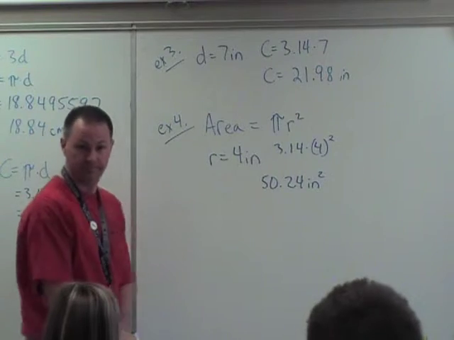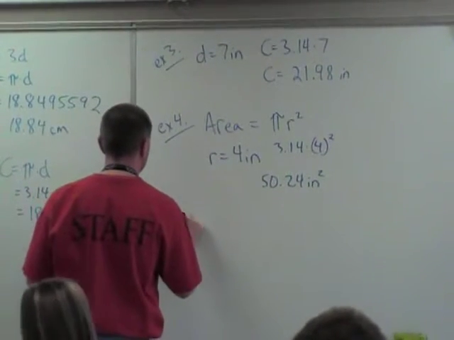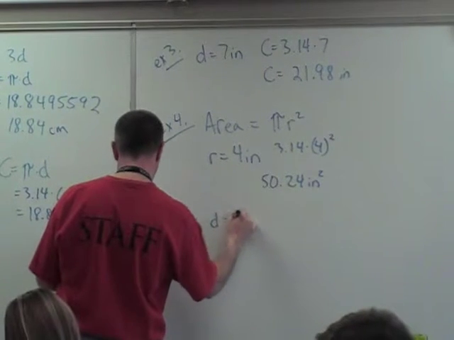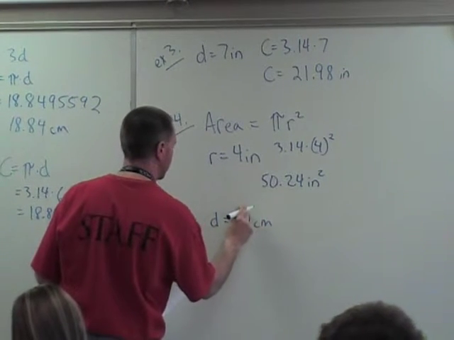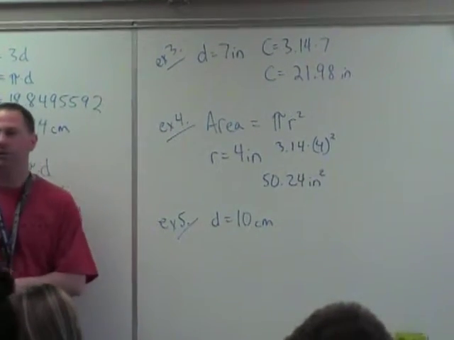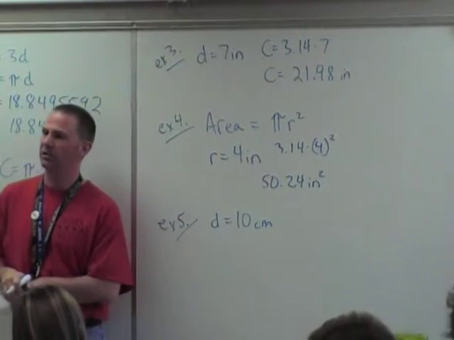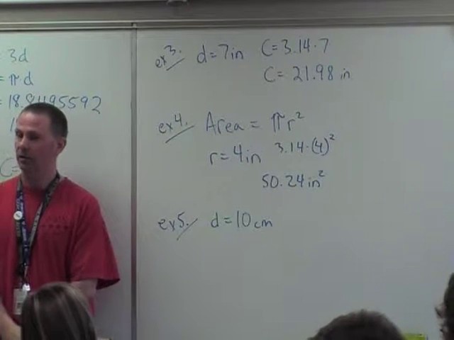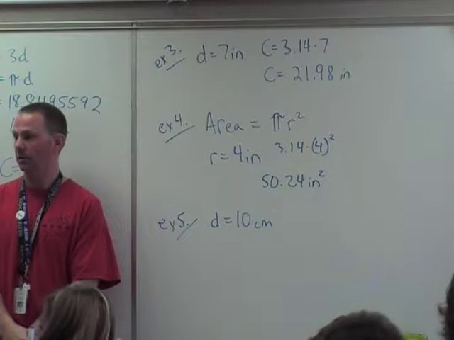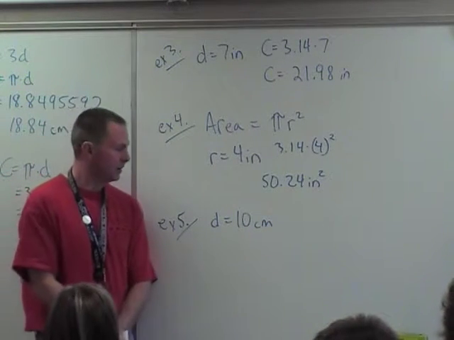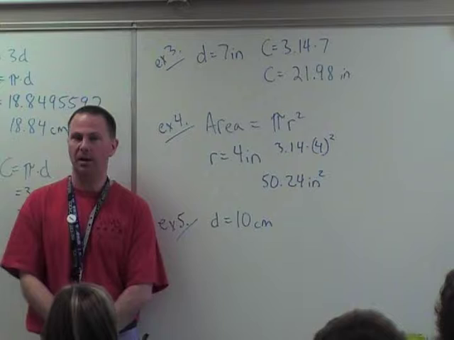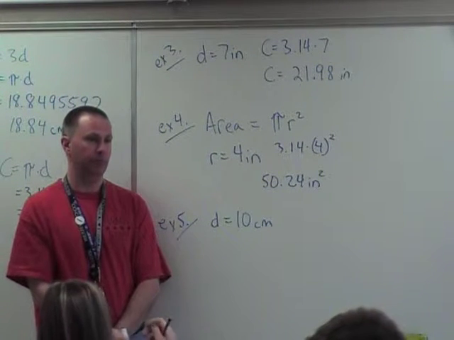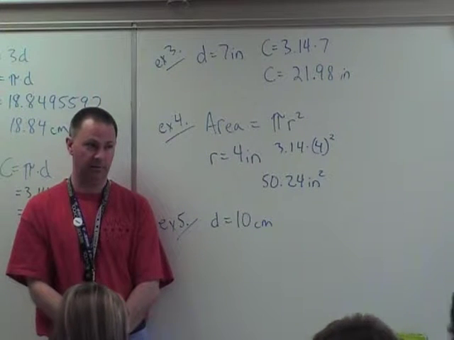Let's try another one. Okay, example 5. The diameter equals 10 centimeters. So if somebody can tell me what the first thing is you're supposed to do, raise your hand. Yeah, you have to use the radius, and the radius is half the diameter, so the radius is 5. We're doing the area.